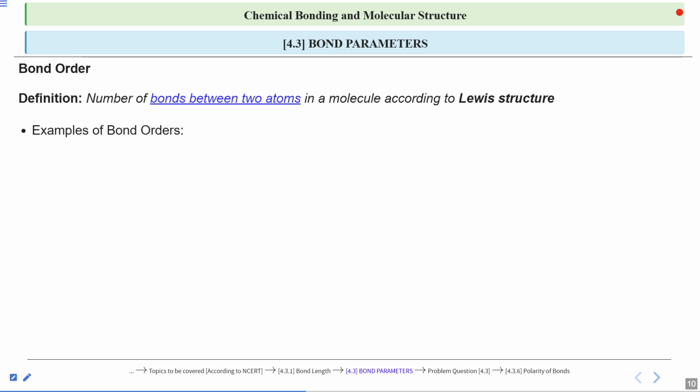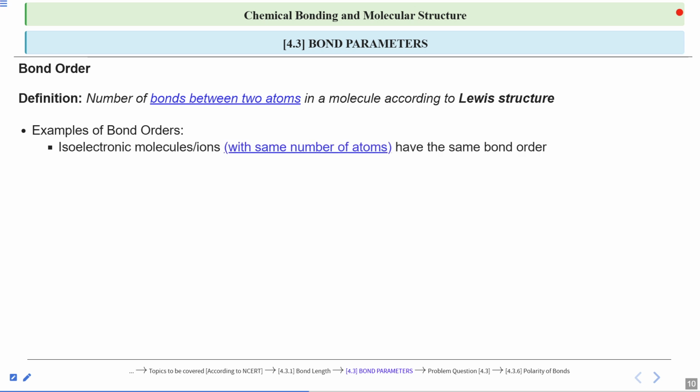We can take examples of it. Before taking the example, let me tell you a very important point here. If you have two isoelectronic molecules or ions, they will always have the same bond order, given that they have the same number of atoms. How?